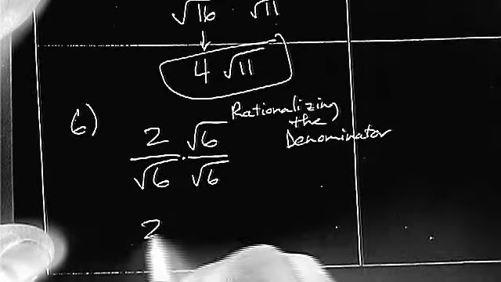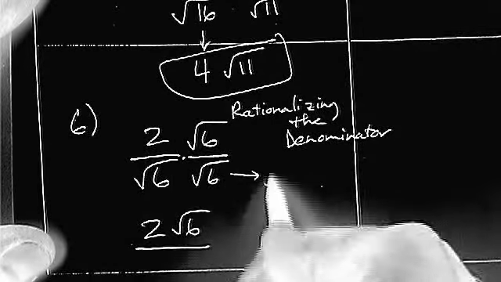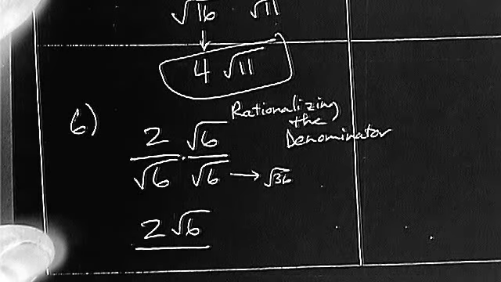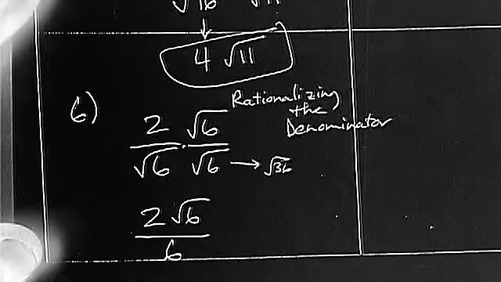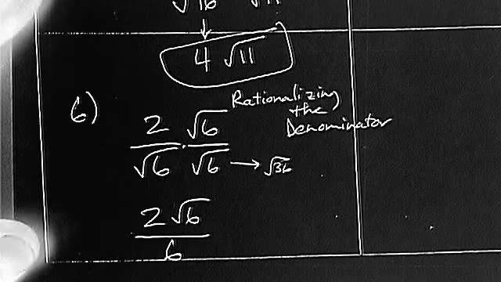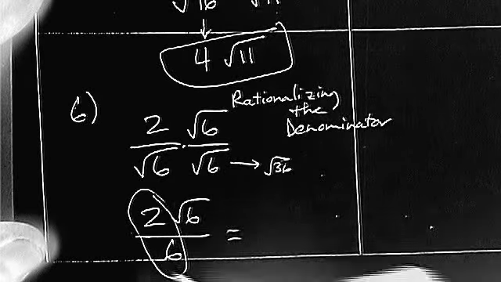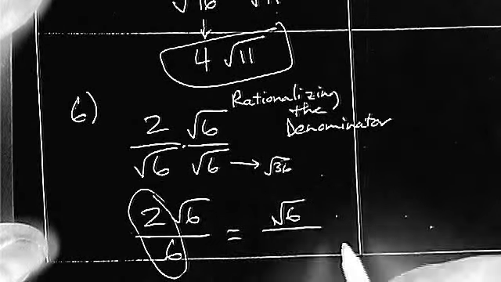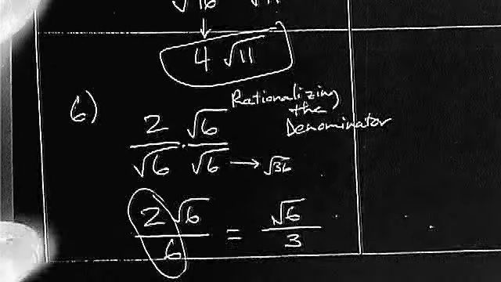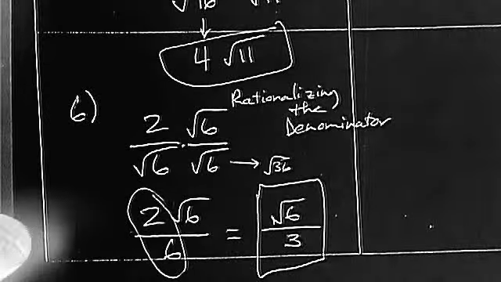In the top, I'll have 2 radical 6. And radical 6 times radical 6 is radical 36. But we know what radical 36 is. That's the whole number 6. If you can do any reducing at this point, I would. I see that these things will reduce. Don't try to reduce anything inside the radical. That's definitely not going to happen. So 2 goes into 6 3 times. And there's your final answer for question 6.